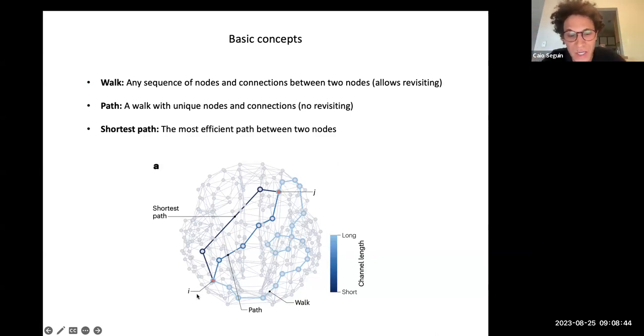So here we have I and J, and here we have a walk. A walk doesn't impose any restrictions on whether nodes can be revisited or connections can be revisited. You can just do whatever you want on a walk. A path is a walk in which you can't revisit a node or a connection, right? So here from I to J, this is an example of a path from I to J. And the shortest path is the path that goes from I to J with the minimum cost.